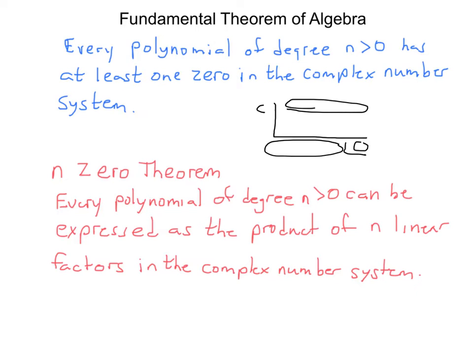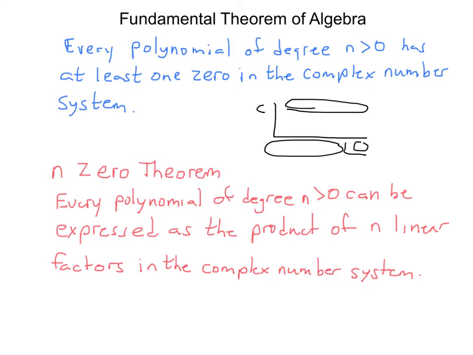If I have a cubic, a third degree polynomial, it can be written as the product of three linear factors. And again, the zeros could be any complex number, any number I want. So it could be something that's on the number line, or maybe it's something that is in the complex plane. If it's a fifth degree polynomial, it can be expressed as a product of five linear factors.